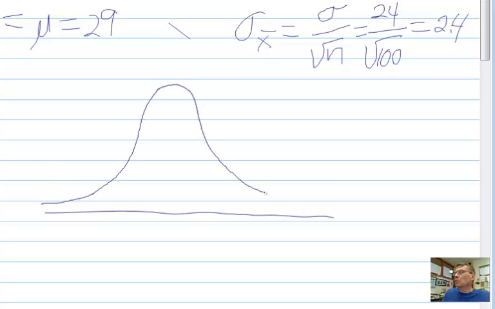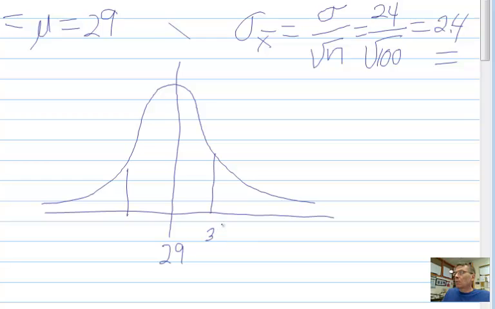So this is the sampling distribution of x bar. The value that's in the middle we know is the mean. In this case, the mean is going to be 29. The standard deviation over here is going to dictate how wide this distribution is. All right. So again, we can use this mean and this standard deviation to use the empirical rule.